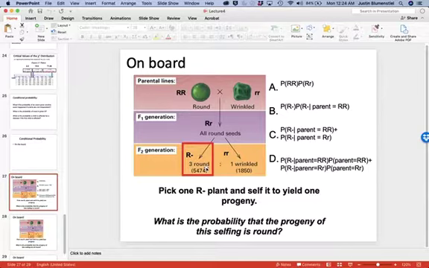One thing worth keeping in mind is that since you picked one of these and you're selfing it, obviously if you self that one, you're never going to get a wrinkled one, so that's guaranteed. But you don't know which one you picked. So let's formulate the probability that the progeny of this selfing is round. Let's just do the framework here. Think about A, B, C, or D. Which one would it be, most using the law of total probability? Again, we're not putting numbers to it, but just think about it.